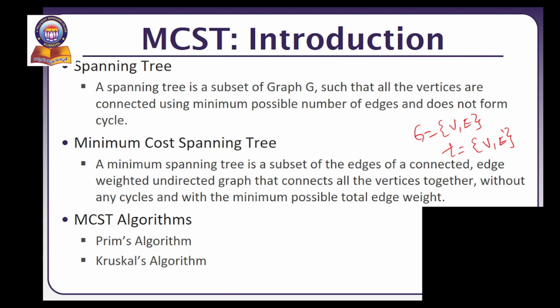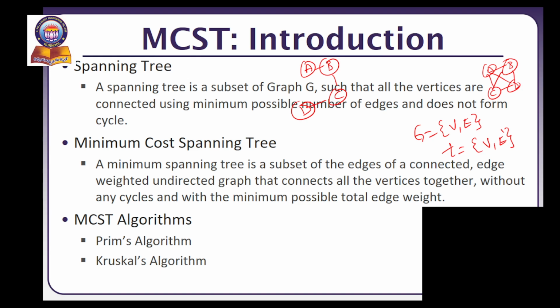Here, if you consider the spanning tree, consider A, B, C and D as the given graph. Then one of the possible solutions for the spanning tree is, from A we can reach B, from B we can reach C, and from C we can reach D. This is one of the possible spanning trees.